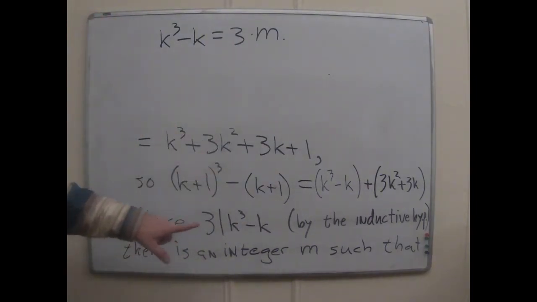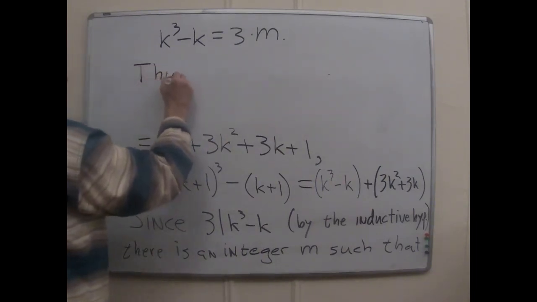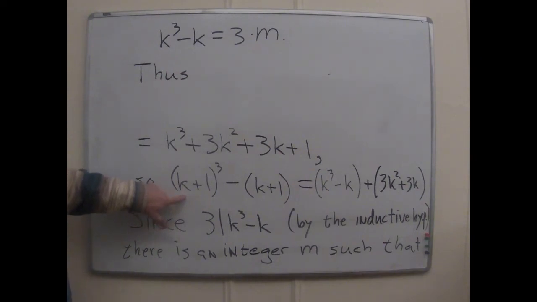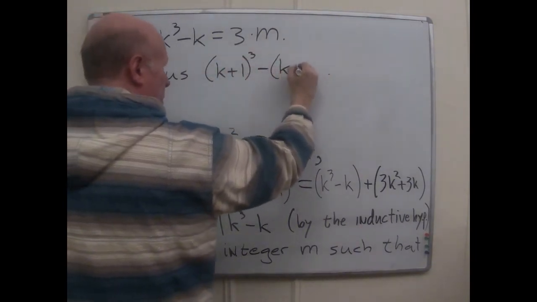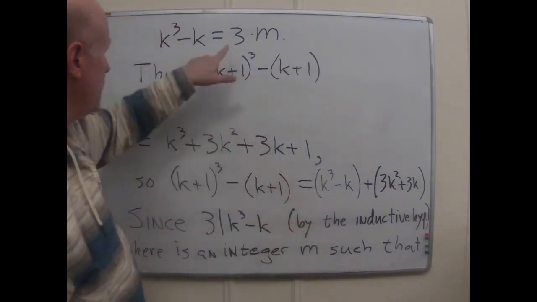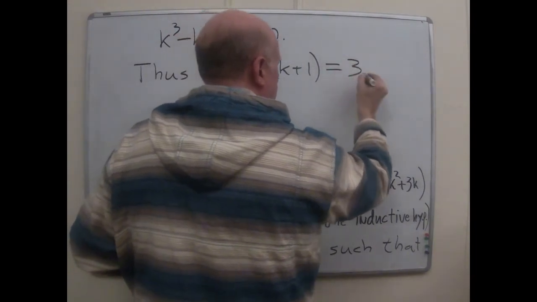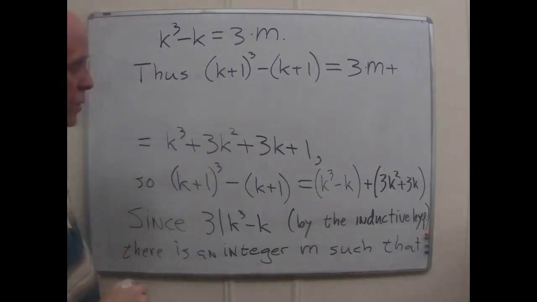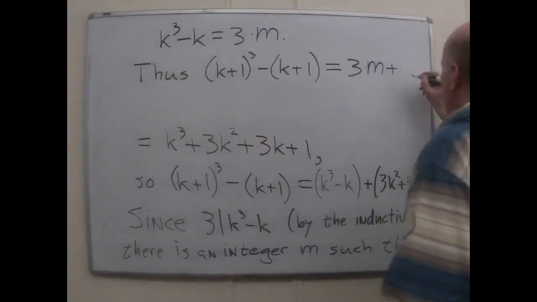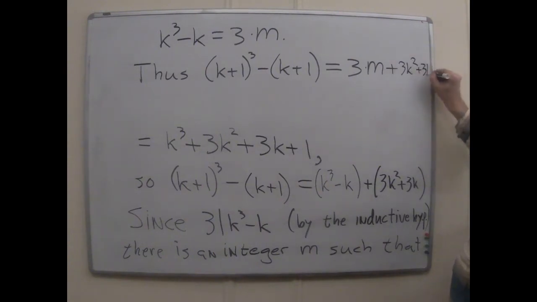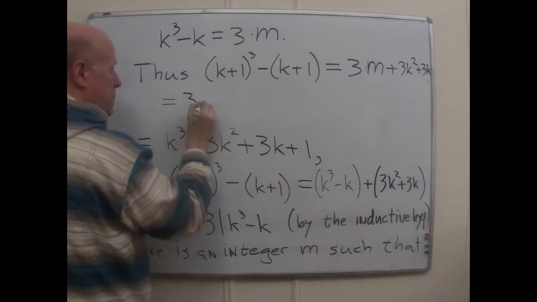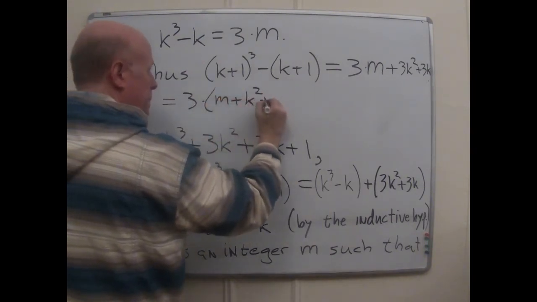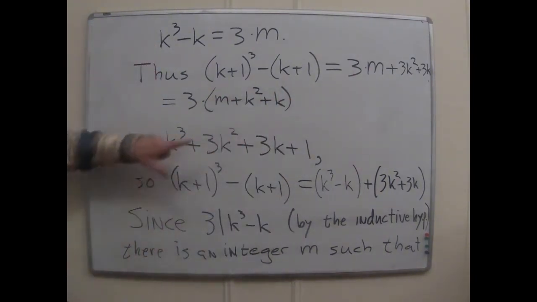So the way we've worked things, we get that the thing we're after, being divisible by 3 at least, is written that way. k plus 1 cubed minus k plus 1 is equal to k cubed minus k, which is 3m. And then there's also the 3k squared plus 3k. Just barely fits, okay? And thus, it's equal to 3 times one integer. So since this thing in parentheses is an integer, our result follows.